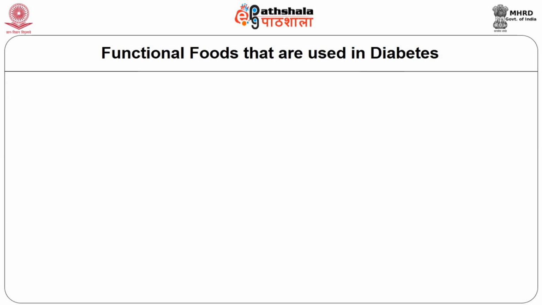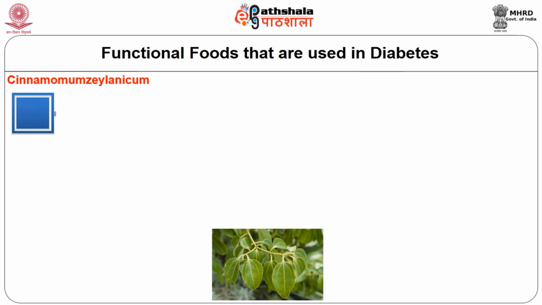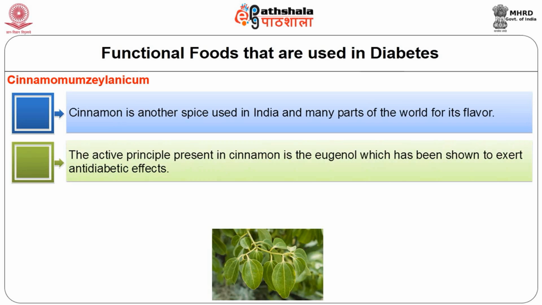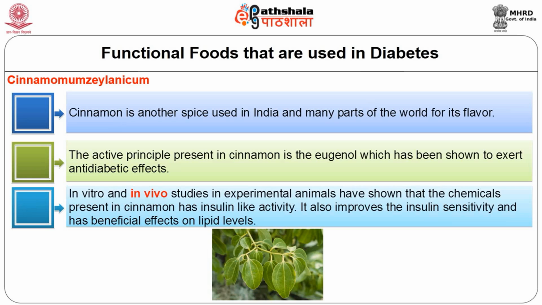Then there is another spice known as cinnamon, and that is also used for its flavor by Indians as well as by others. This also has been shown to have anti-diabetic effects because of its antioxidant property, and the active principle is known as eugenol in the case of cinnamon.